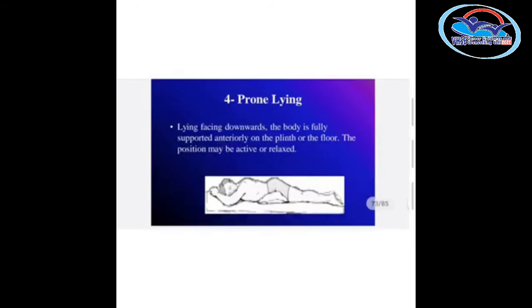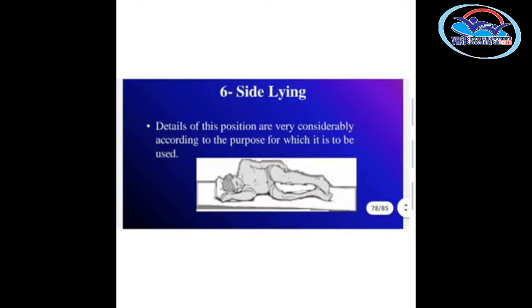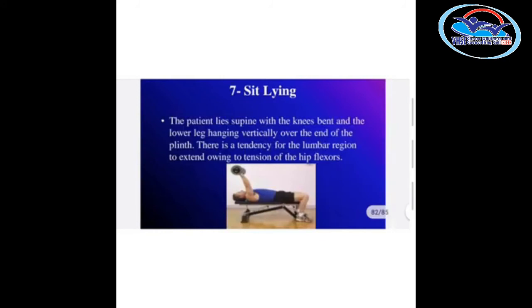Next one is prone lying. Lying facing forwards, the body is fully supported anteriorly on the plinth or the floor. The position may be active or relaxed. The next one is side lying. You are lying on your side, right or left. Details of this position vary considerably according to the purpose for which it is used.